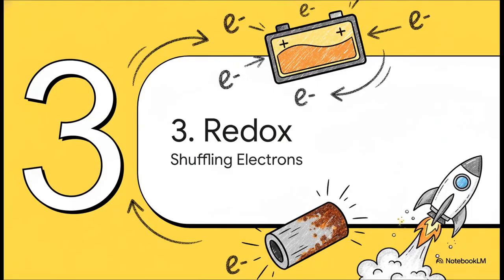Now for our third and final category, oxidation reduction, or as everyone calls it, redox. This is the powerhouse. Redox reactions are all about the movement of electrons, and they're the driving force behind some seriously high-energy stuff, like rust, batteries, and even rocket fuel.